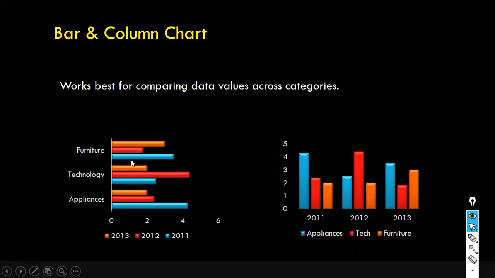Okay, so in the case of a bar chart, it is horizontal, whereas the column chart is vertical. That is the simple difference.